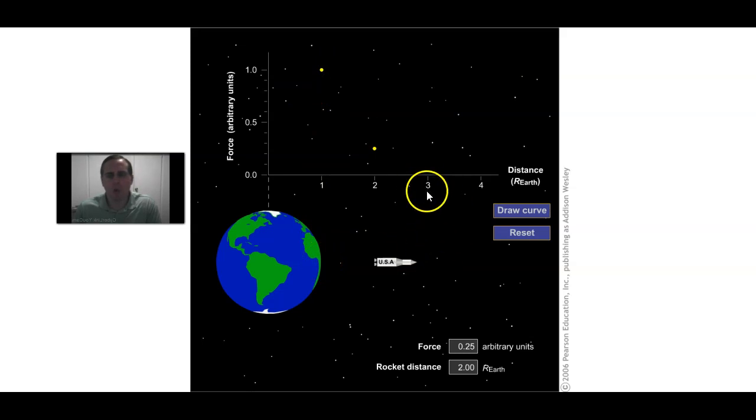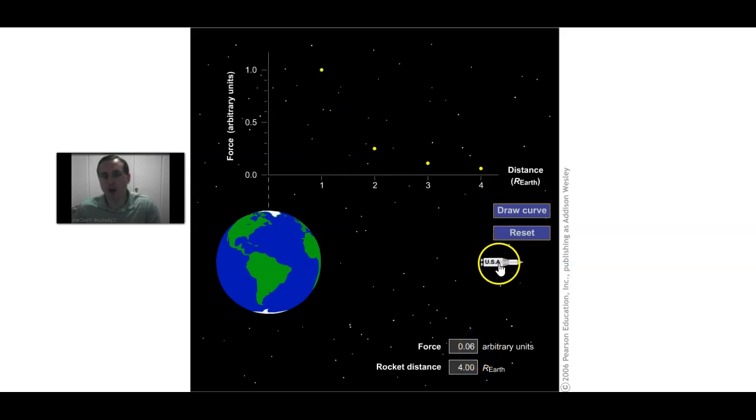What about when it's 3 Earth radii away from the center of the Earth? In other words, 2 Earth radii off the Earth's surface. Have a think about it. Okay, so hopefully you came up with 1/9 of the force that was original. And that's exactly what we see here. That's about 0.11. And then how about 4 times as far away? So 4 times as far away should be 1/16. And 1/16 is about 0.06.